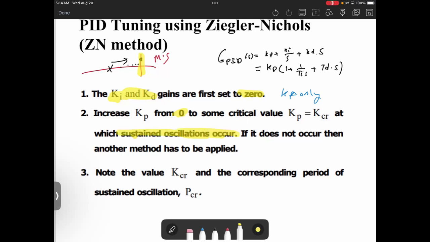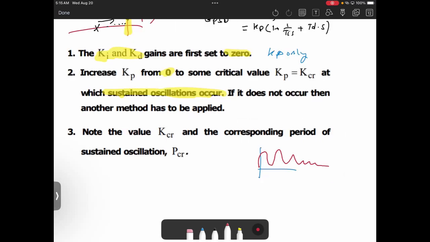What does sustained oscillation mean? Until continuous oscillation is happening. If, for example, the system is stable, it will be decaying. Even if there is oscillation, it will be decaying, right? So our target is to keep increasing K until reaching this situation. Once we reach this, which is continuous oscillation, this means the system is marginally stable. Then stop here. The K that we have reached to be marginally stable, we call it K critical.